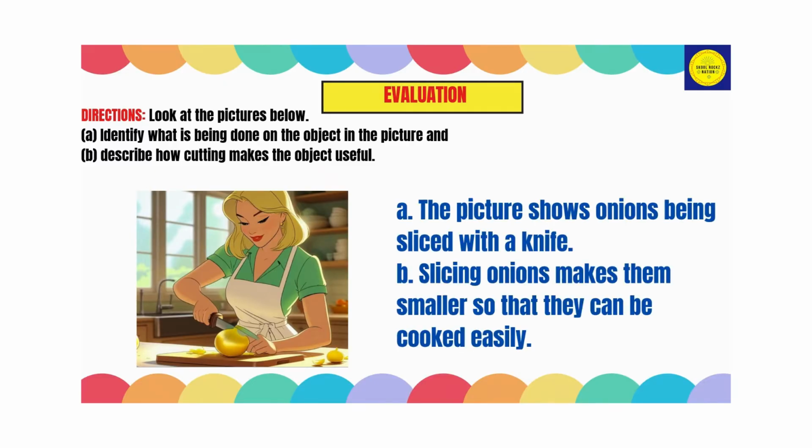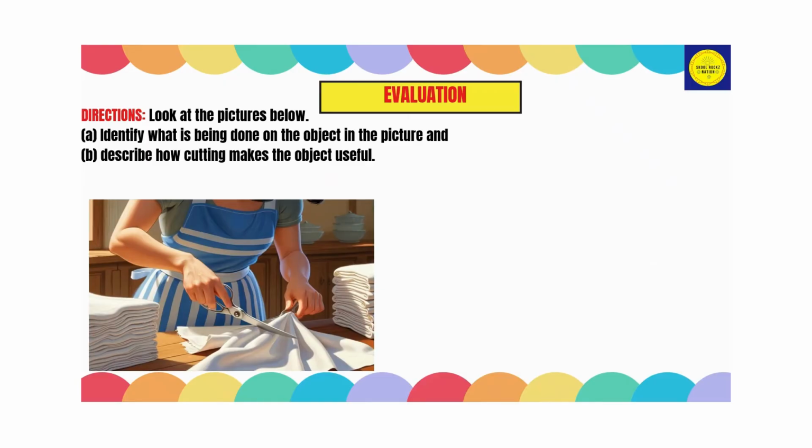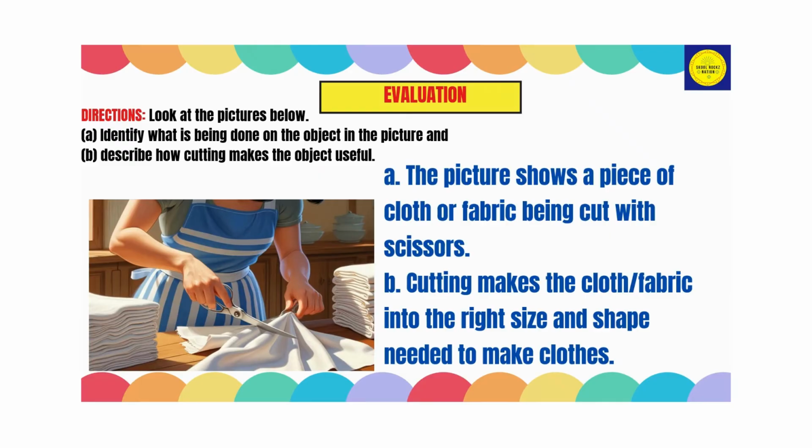A. The picture shows onions being sliced with a knife. B. Slicing onions makes them smaller so that they can be cooked easily. Here is the second and last picture. Are you ready to answer? Go! A. The picture shows a piece of cloth or fabric being cut with scissors. B. Cutting makes the cloth or fabric into the right size and shape needed to make clothes.